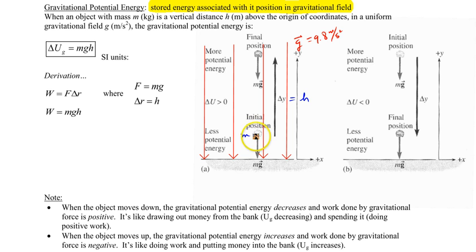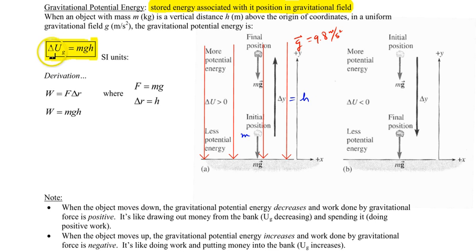So if you were to lift this object from this initial position to this final position, you'd have to perform work to move the object to the new location. The work done by you would be equivalent to the change in potential energy, the gravitational potential energy, which is equivalent to the mass multiplied by the acceleration due to gravity multiplied by the height. This formula is located on your AP formula sheet.